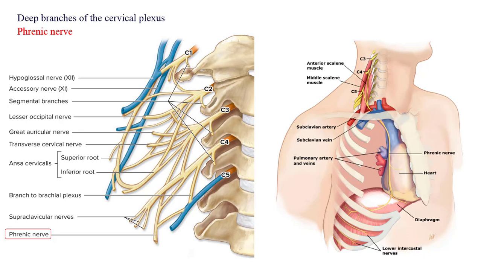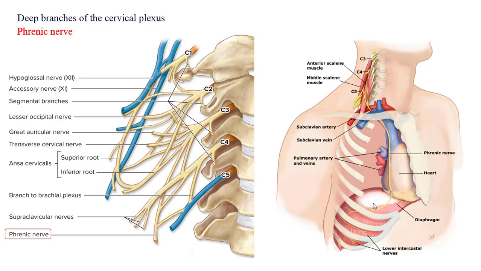As I said earlier, the phrenic nerve crosses the anterior scalene muscle when entering into the superior thoracic aperture in front of the subclavian artery and travels to the middle mediastinum to reach the diaphragm. It is supplying motor innervation to the diaphragm and sensory innervation to the central tendon.